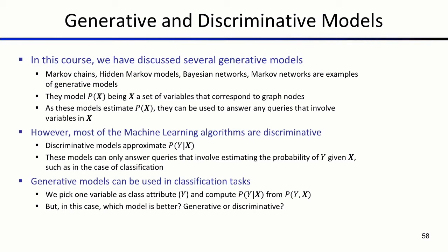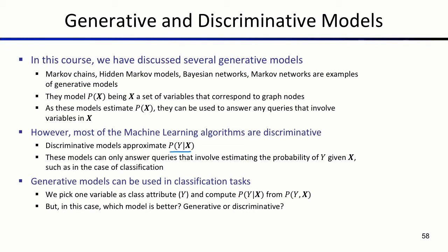On the other hand, when we have a discriminative model, it's going to be fixed for that task. So the discriminative model approximates the probability of y given x, with y being one attribute that's going to be special, the class attribute, and is only useful to answer the query, what is the probability of y given x. And in this case, it can be enough to solve a task like classification, in which we want to know the probabilities for each class label and select the one that has the highest probability.